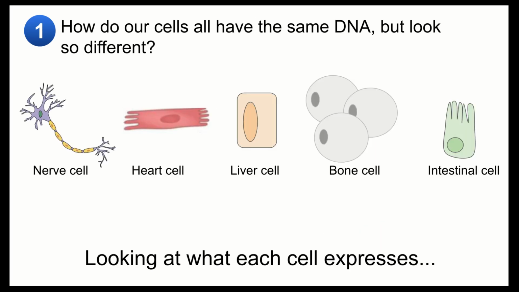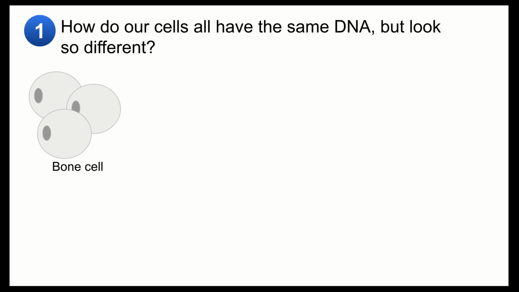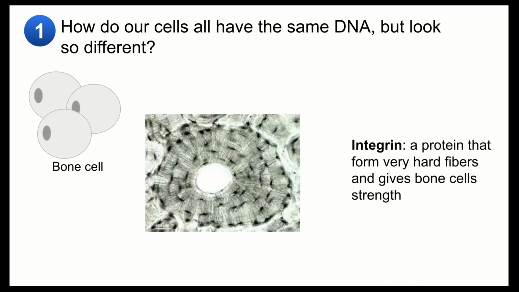So now let's look at those same cell types and look at what each cell expresses. Look at the proteins that each cell makes, starting with bone cells. Bone cells are hard, they're strong, they give your bones structural support and stability, and they can do that because they're surrounded by all of these rings of fibers that you can see in the picture. Those fibers are a particular protein called integrin. This is a protein that forms very hard fibers and gives bone cells its strength. We would say that bone cells express integrin.